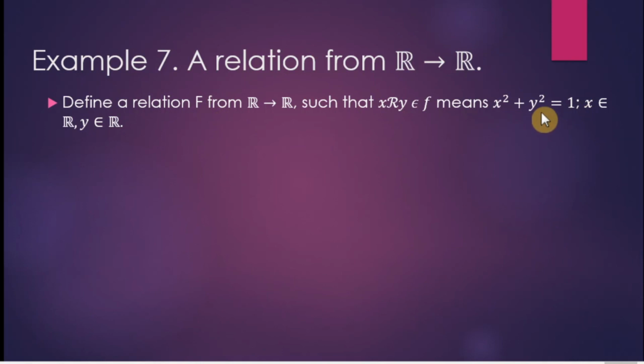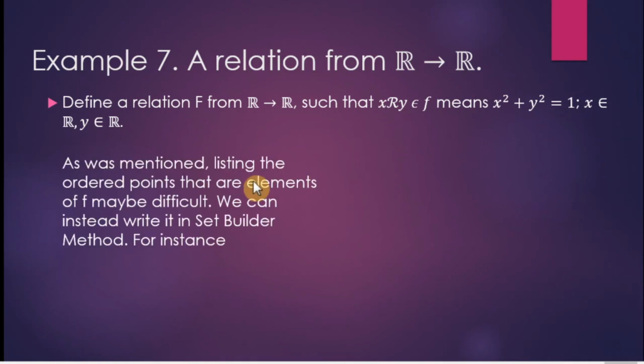That's why sometimes we say that we can write a relation using an equation, because instead of listing the points, the ordered pairs, we simply write the equation that defines that particular relation. So how should we write F in set builder method? We write F is the set of all ordered pairs (x, y) such that, here is the condition, such that x squared plus y squared is equal to 1. Of course, x and y should be elements of the sets we are working from.